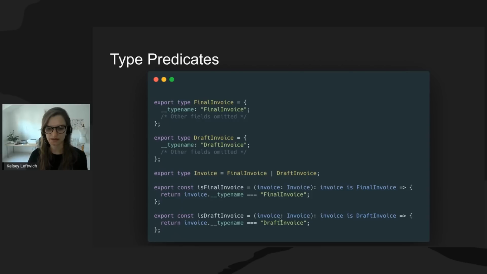Same for draft invoice. We're saying this invoice, which could either be a final invoice or a draft invoice, is it the draft invoice based on checking the type name? If it's true, yes. If it's not, false.